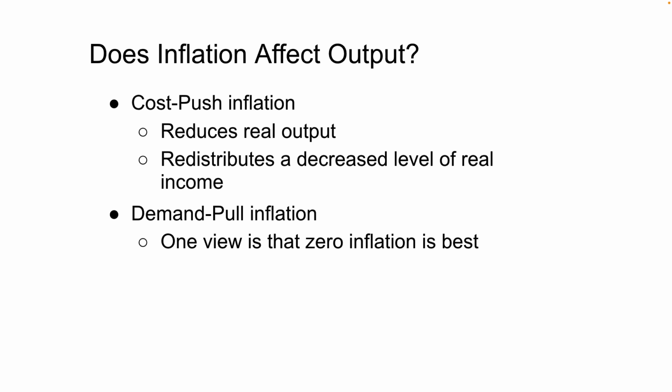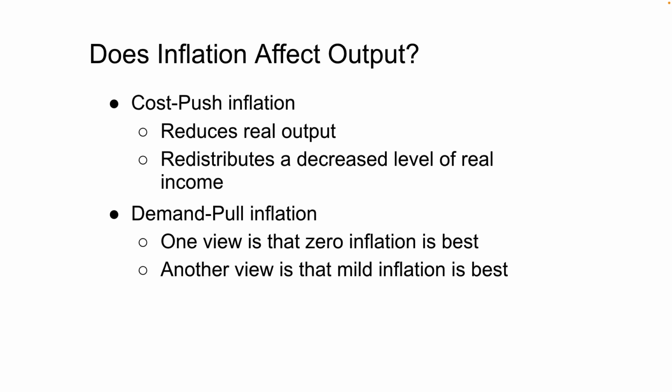what's best, right? What's the ideal level of inflation? And one view is that zero inflation is best. But another view, and the one that's held by most economists, is that mild inflation is best. In fact, the Federal Reserve has a 2% inflation target. In their perfect world, inflation would be 2%. Obviously, it's been a lot higher than that recently, and that's what they're trying to get it back down to 2%.